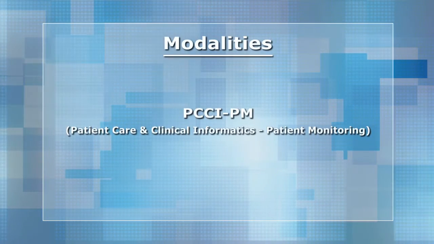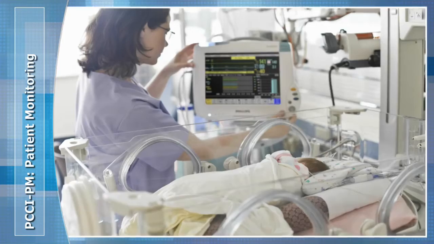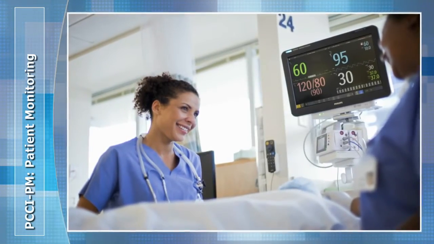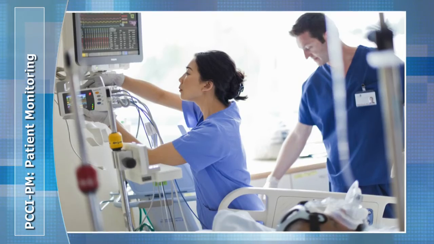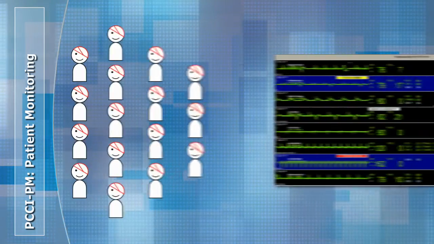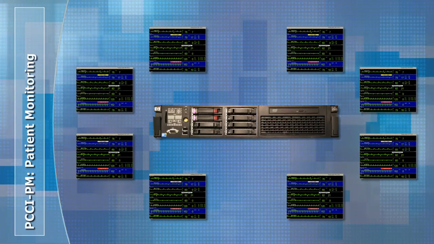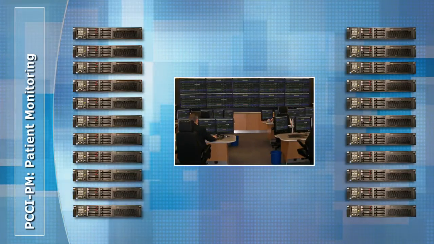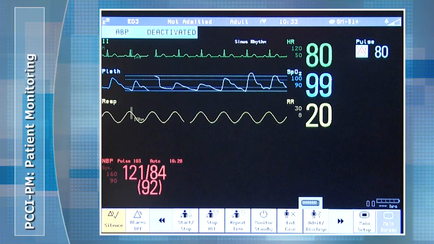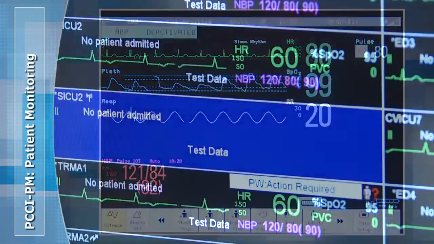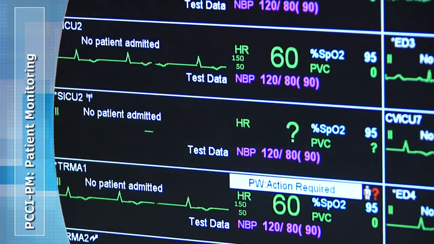The next modality doesn't have the big machines or a fancy-sounding name, but has revolutionized the healthcare industry. PCCI, or Patient Care and Clinical Informatics, deals with the basics, the pulse, oxygen saturations, and blood pressure. Where this used to require nurses traveling from bed to bed, taking constant readings and making charts, this is now all handled automatically. By networking these devices together, hospitals can now have dedicated monitoring areas where every patient's vitals can be observed in real time, discovering problems before they have a chance to go bad, and providing a quicker response time when they do.